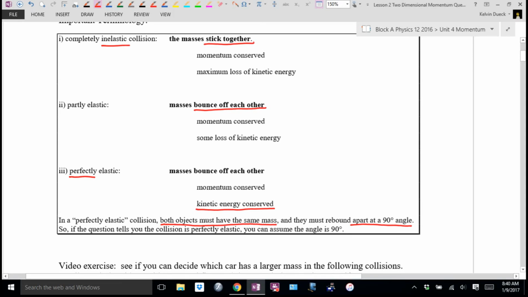You really need to know the difference between elastic and inelastic. It's just that you'll see often the question will talk about a partly elastic collision. That's their way of saying, well, it's not perfectly elastic, so you can't use conservation of energy to solve this.